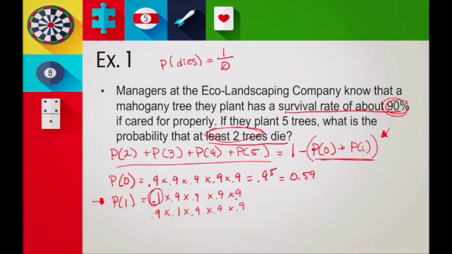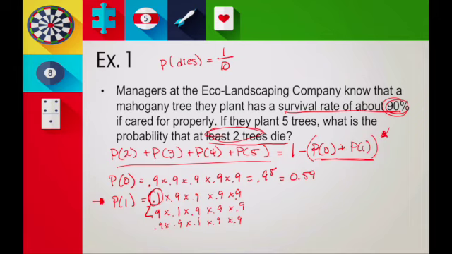Okay, so you'll notice that turns out to be the same probability because multiplication is commutative. So it's just as equally likely that the second tree dies and the other 4 live as that the first tree dies. And we could do the same thing with the third tree, right? The first 2 live and the third one dies, and then the fourth and the fifth live. And so again, you get 0.9 to the 4th times 0.1.